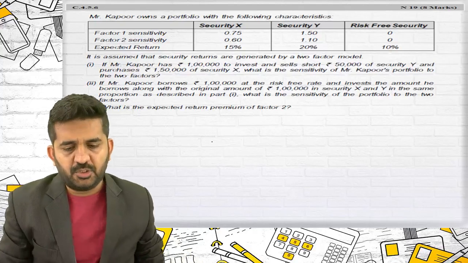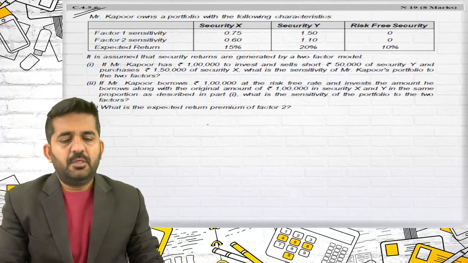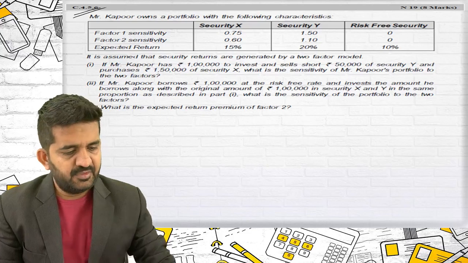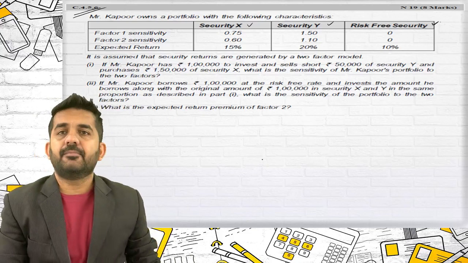Let us continue with question number C 4.5.6. Mr. Kapoor owns a portfolio with the following characteristic: security X, security Y, and risk-free security.